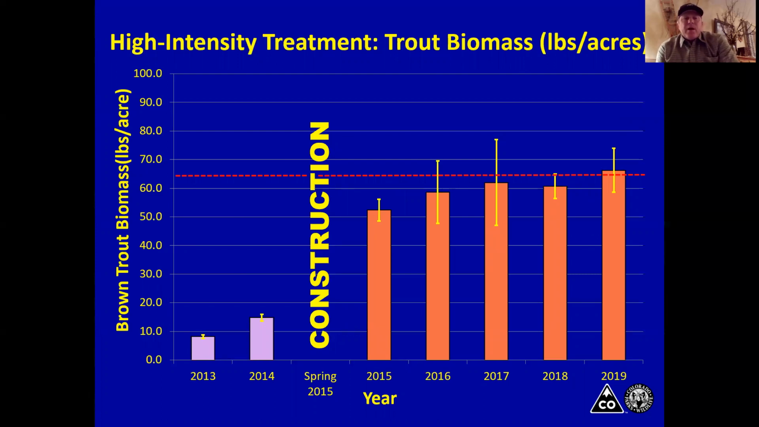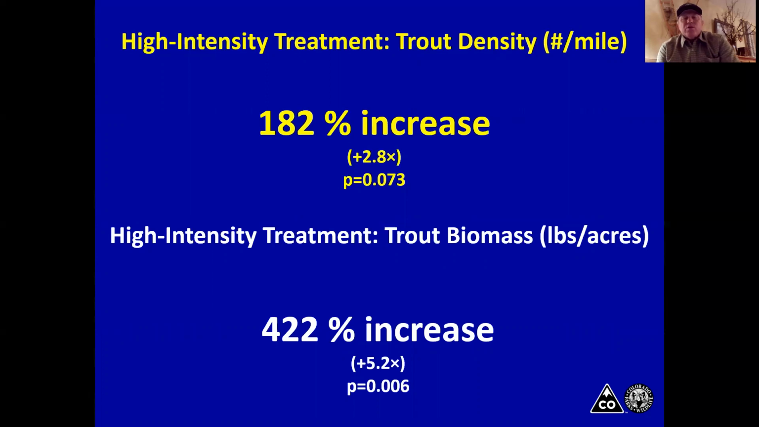Brown trout biomass is plotted on the y-axis in pounds per acre, purple before, orange after, and we had a 422% increase in brown trout biomass, the pounds of brown trout per acre, which is over 5 times the number of brown trout in the reach that we had treated in terms of building in a new floodplain, connecting the floodplain to the channel. So massive improvement there, especially compared to just adding structures and not addressing the floodplain connectivity issue.